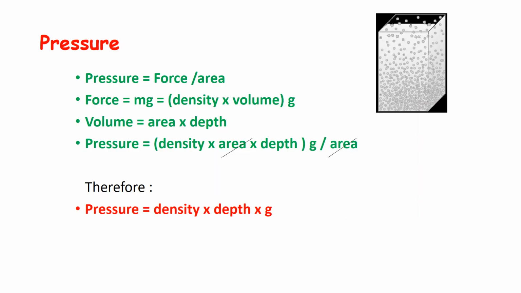Another way of calculating pressure, besides force per area, is through a very simple derivation by which we can conclude that pressure equals density multiplied by depth multiplied by gravity. This clearly demonstrates that pressure is directly proportional to the density and directly proportional to the depth, and gravity is constant. So a liquid that is more dense will produce more pressure than a less dense liquid, given the same depth.